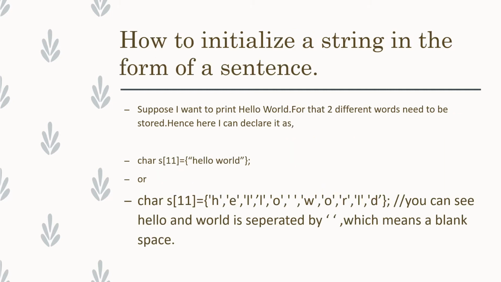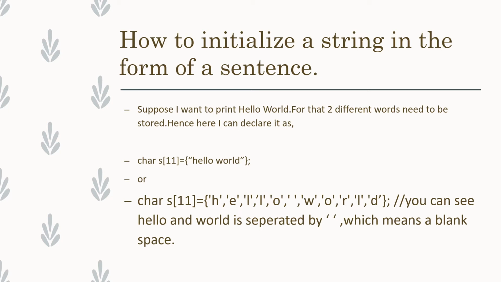Now the next point, how to initialize a string in the form of a sentence. Suppose I'm having a sentence which is having multiple spaces. So I need to declare a space there. If I'm not mentioning a space, my string will not know that there are two different words. I do not need to end every word with a null character. I only need to end one string, that can be a sentence, multiple words, or a single word, and only that ends with a null character.